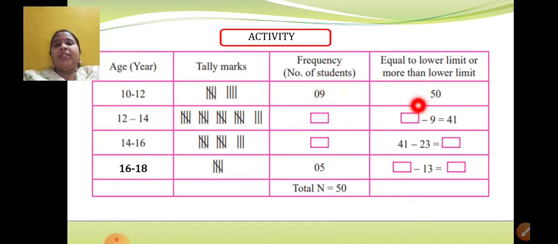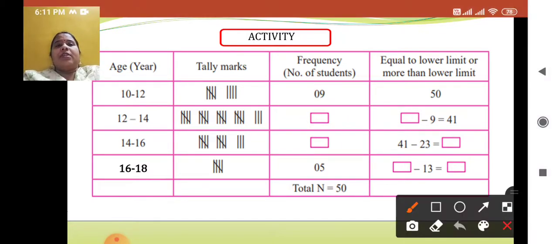What is to be done with this I will explain, but I want everybody to solve this column in your notebook. Looking at the tally marks, you just have to write the frequency. The next class interval is 12 to 14. The tally marks given are a group of 5, so 5, 10, 15, 20 and 3 vertical lines. So the frequency will be 23.